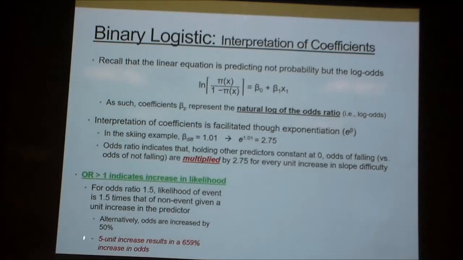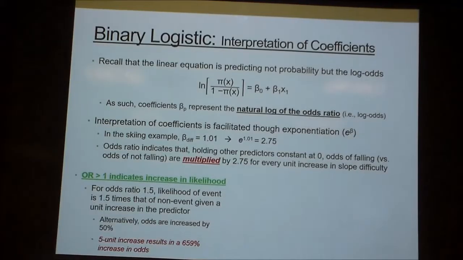Okay. For a continuous predictor, if my odds ratio is 1.5, and I say a 5-point increase is some sort of meaningful unit, what I would do is take 1.5 to the 5th power, and then I've got close to a 660% increase in the odds of falling, given a 5-unit increase in whatever my predictor is here.